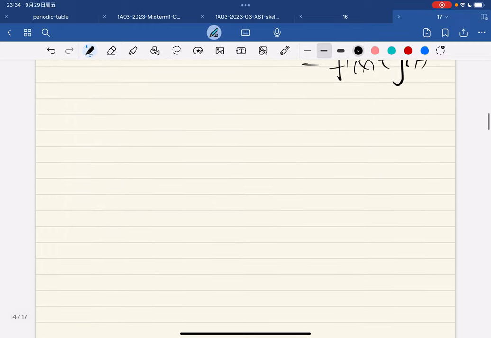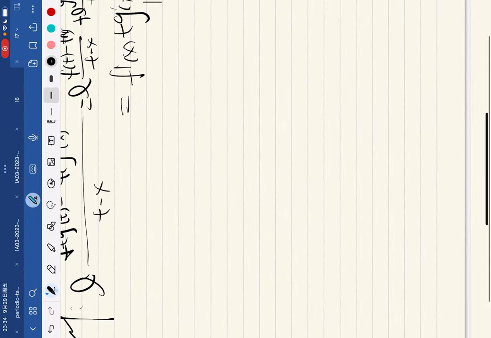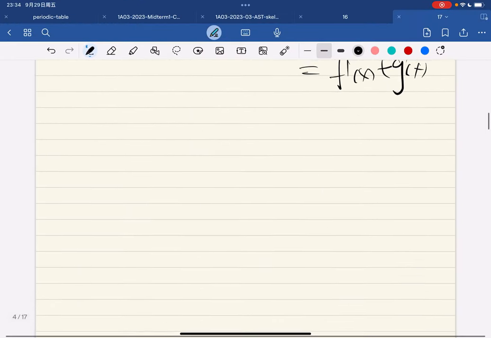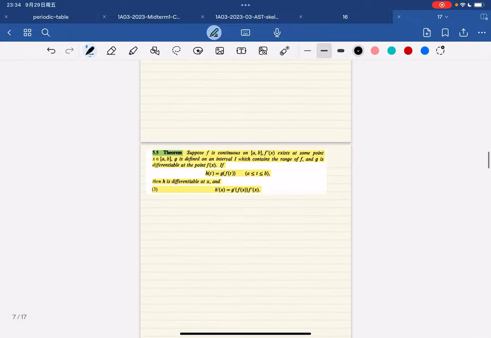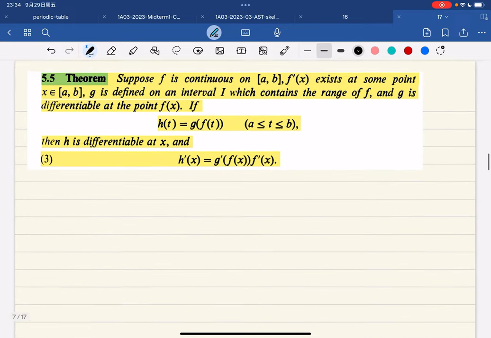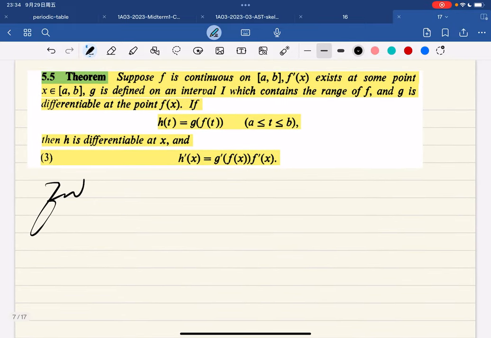Alright, the product rule. Actually, I'll skip this part because I'm tired of this. And we're going to prove the chain rule. This one is interesting.